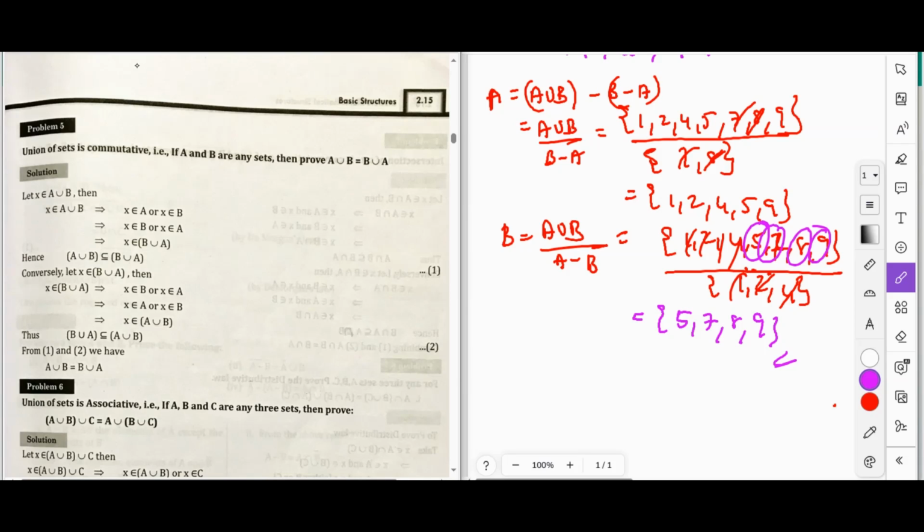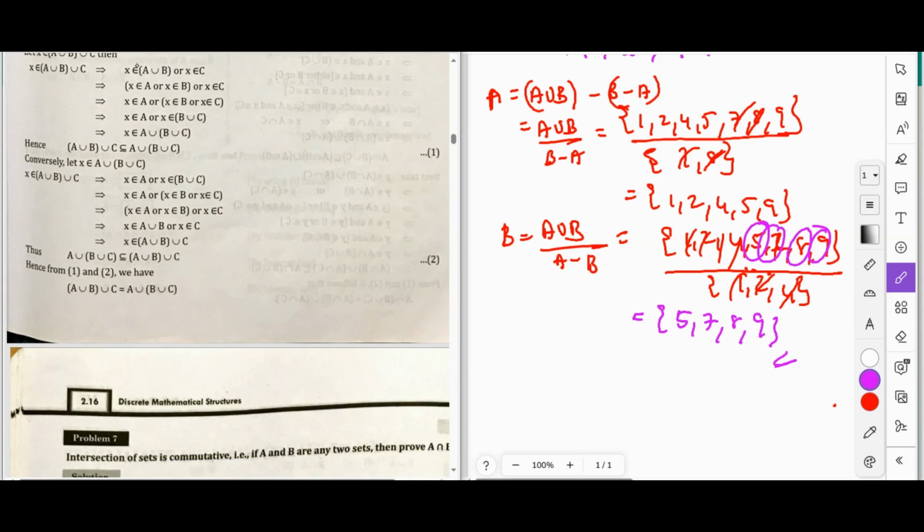If x belongs to B union A, then x belongs to B or x belongs to A, then x belongs to A or x belongs to B, then x belongs to A union B, which means B union A is a subset of A union B. Therefore A union B equals B union A. The same way, it is the associative property.